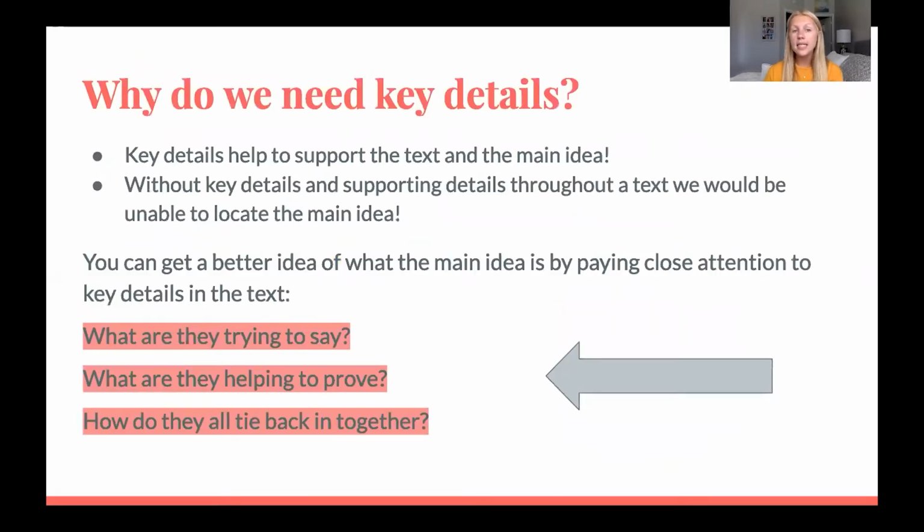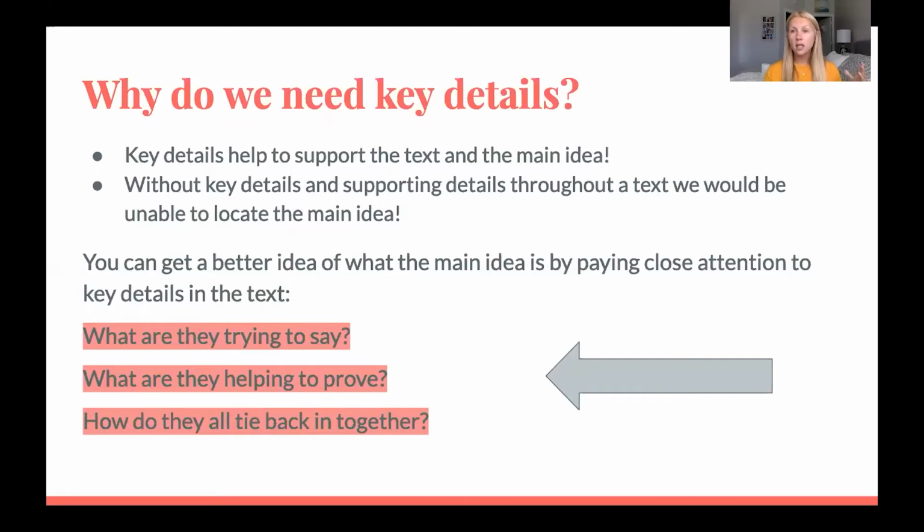So why do we need key details? Key details help to support the text and the main idea. Without key details and supporting details throughout a text, we would be unable to locate our main idea. You can get a better idea of what the main idea is by paying close attention to key details in the text, by asking ourselves: what are they trying to say? What are they hoping to prove? And how do they all tie back together?